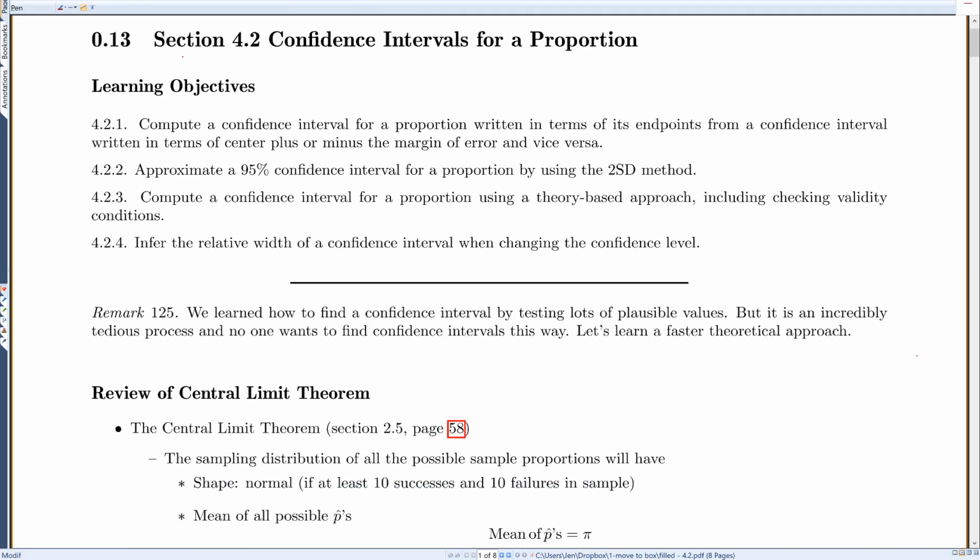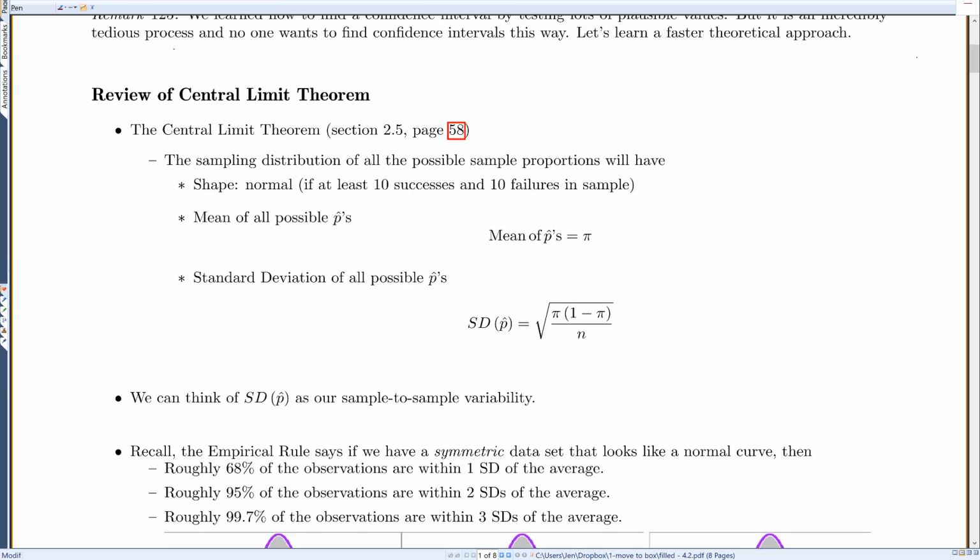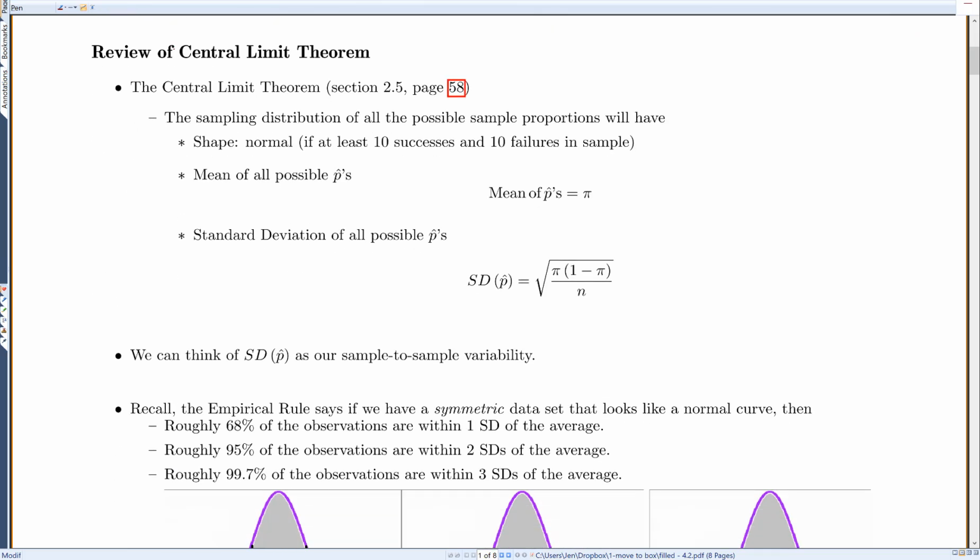Before we can learn that approach, let's review our central limit theorem. So you'll find we just keep reviewing this over and over. Okay, so our central limit theorem told us that the sampling distribution, which just tells you all the possible sample proportions, well, we can always say three things about that. We can tell you that the shape will be normal if you have at least 10 successes and 10 failures in each sample for proportions.